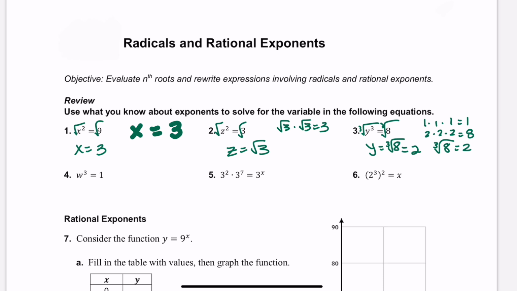What number cubed equals 1? Well, that's going to equal 1. The cube root of 1 equals 1. It's because 1 times 1 times 1 equals 1.